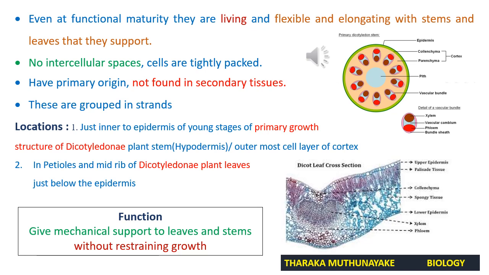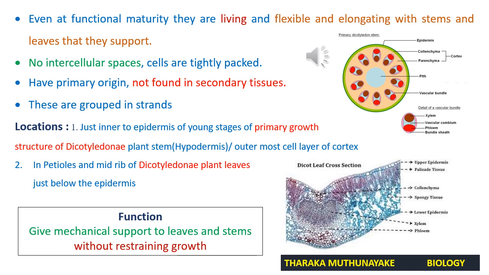Okay, then go to the next feature. There are no intercellular spaces. Cells are tightly packed. In the previous slide, we observed a transverse section, and you can find there are no intercellular spaces. Then they have primary origin, not found in secondary tissues. Remember that and underline that statement in your note. Collenchyma are not found in secondary tissues. In other words, during the secondary growth of the plant, collenchyma cells are not added. They are not differentiated. That's the meaning.